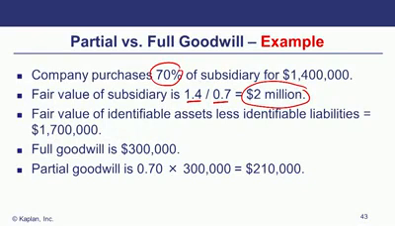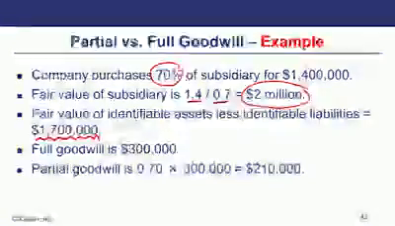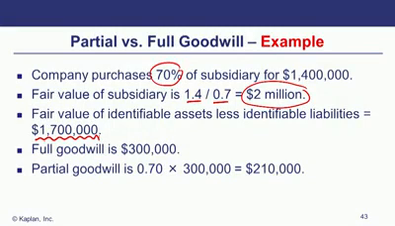Now when we do that, if we look at the fair value of identifiable assets less identifiable liabilities, we get $1.7 million here. Now notice what full goodwill is therefore. We take the fair value of 100% of the subsidiary, i.e. the $2 million figure, and we deduct 100% of the fair market value of identifiable net assets. So 2 million minus 1.7 million, and we end up with 300,000.